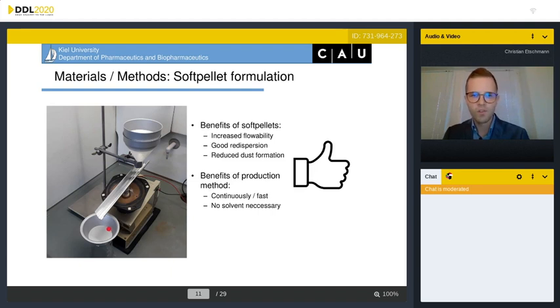The benefits of the soft pellets are increased flowability, good redispersion, and reduced dust formation compared to the micronized material. And the fast and continuous production method itself needs no further solvents, like in spray drying.